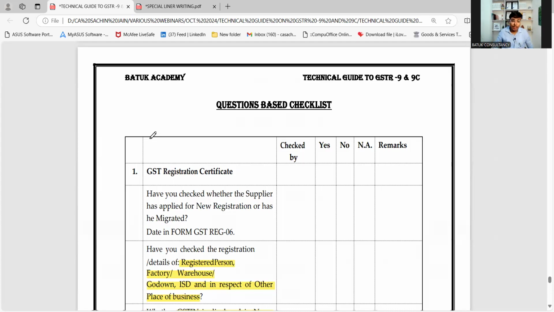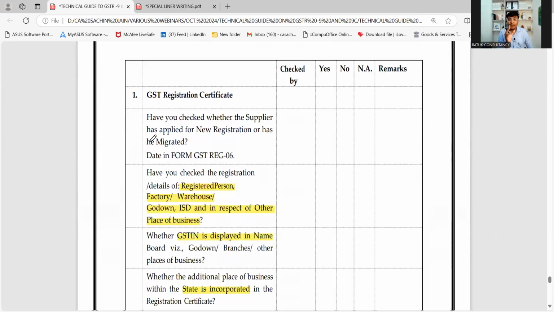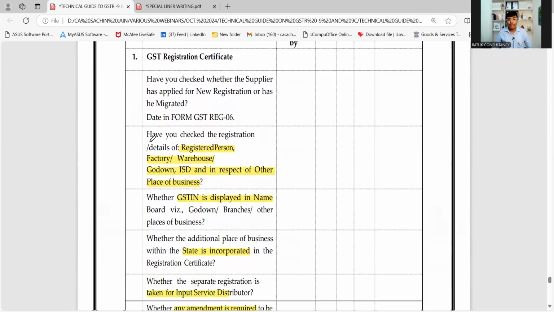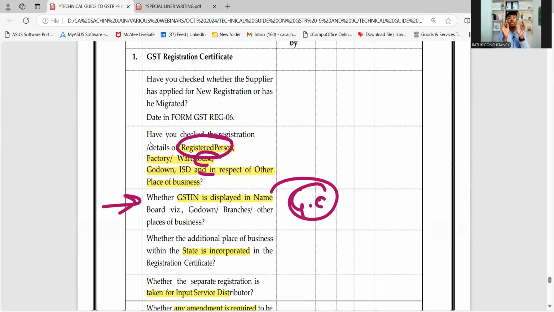Okay, now have you checked the GST registration certificate? Have you checked the registration details, that this person is a registered person, there is a factory, warehouse, godown? Have you checked that the GSTN board has been displayed in front of the factory, in front of the business premises? This is also a very important thing, because the GST departmental authority is charging penalty for non-compliance of this specific thing.